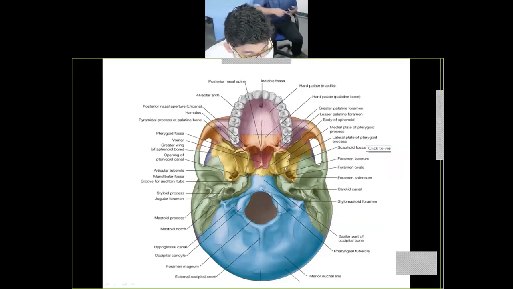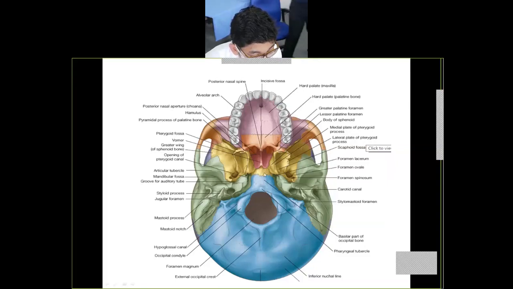This is the lateral pterygoid plate. This is the medial pterygoid plate. And in between, there is the pterygoid fossa. So these are the pterygoid processes, and this is the body of the sphenoid. The pterygoid processes protrude down. On either side, these are the wings, the inferior aspect of the greater wing of the sphenoid.